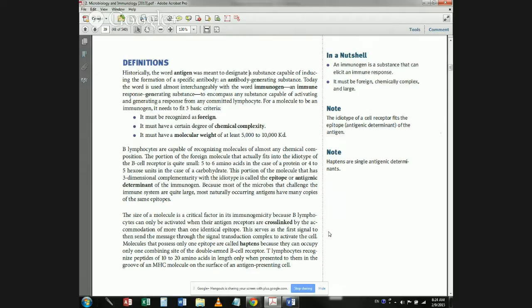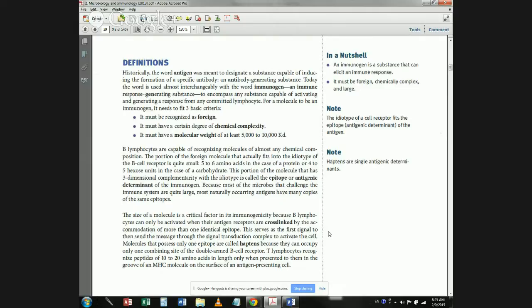Ig alpha and beta, and then CD19 and then CD21, and cause signal transduction all the way to the cell to cause things to happen. Anyhow, so what does this do? This serves as the first signal to then send the message through the signal transduction complex to activate the cell. Molecules that possess only one epitope are called haptens because they can occupy only one combining site of the double-armed B cell receptor. That's important because, okay, so we know an antigen is anything that'll cause an antibody to form. An immunogen is anything that will cause an immune response.